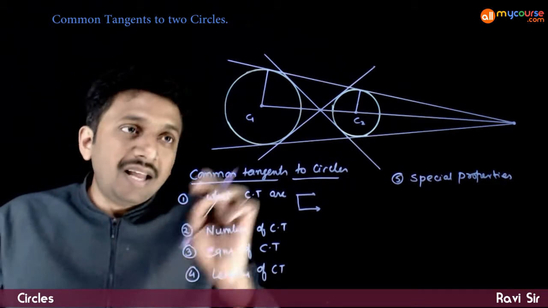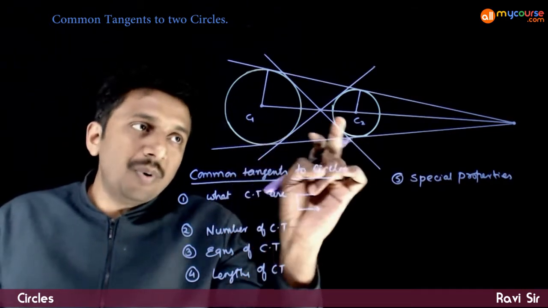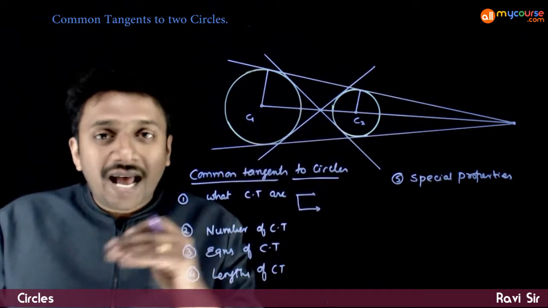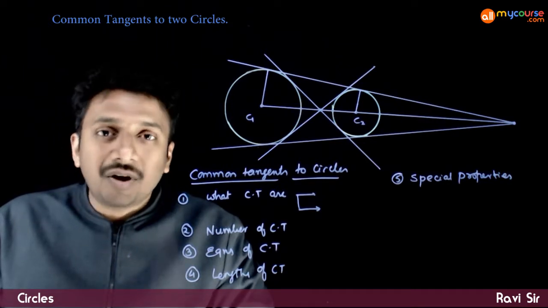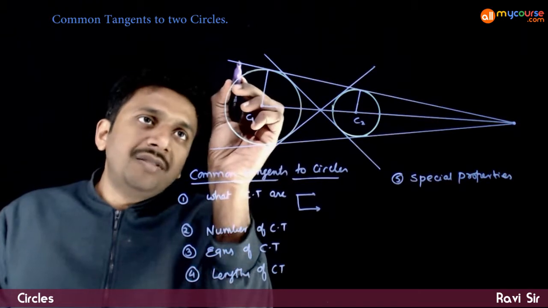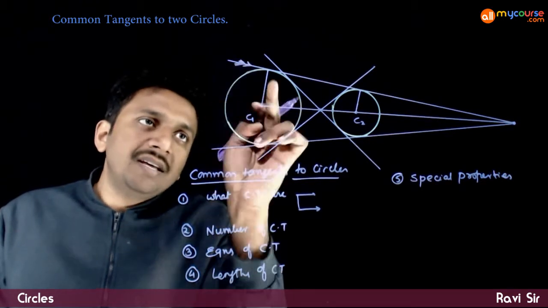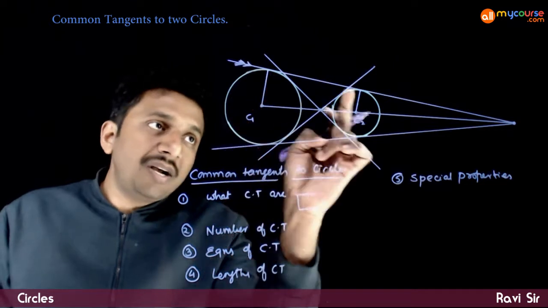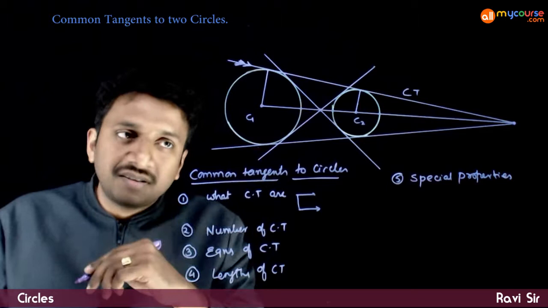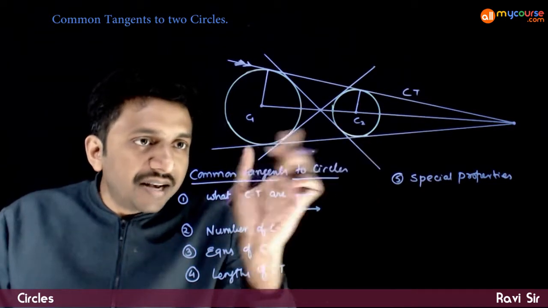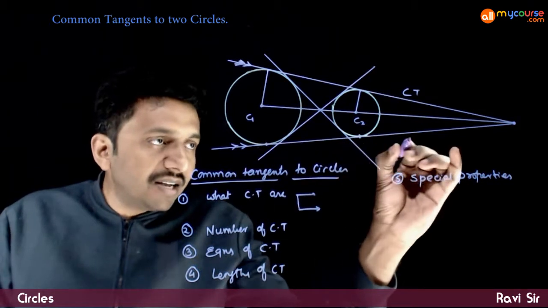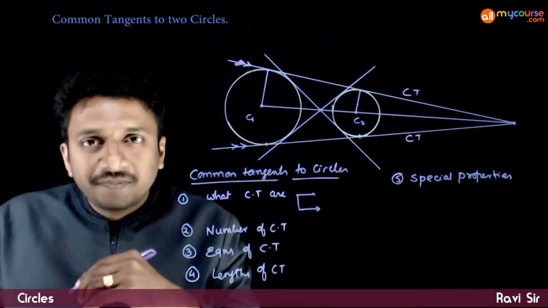It is simply a line which is tangential to both the circles. If you have two circles, and a line which is tangential to both the circles, then it is called a common tangent. As simple as that. I have drawn this line, touching the circle at this point and touching the other circle at this point. So this is a common tangent. Similarly, this line is also touching the first circle as well as the second circle, so this is also a common tangent.